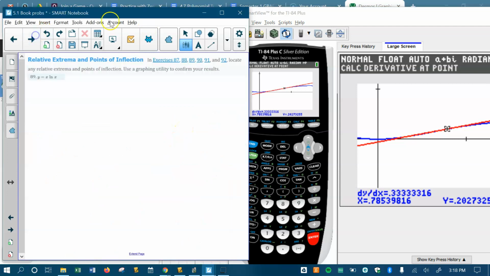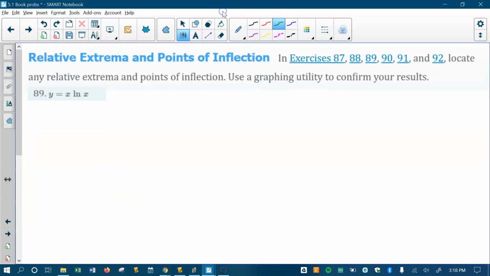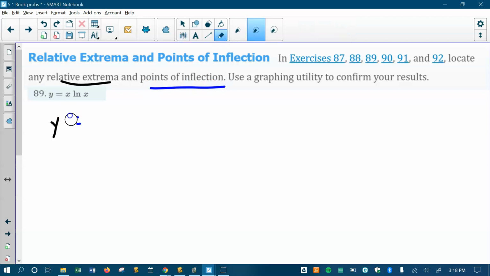Let's go on to the next one, which is 89. All right, 89. We need relative extrema, then we need points of inflection. So let's do relative extrema first. That means we need our first derivative.